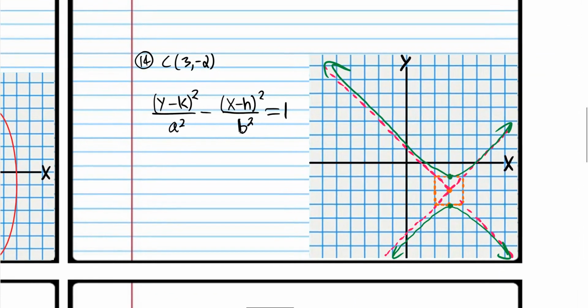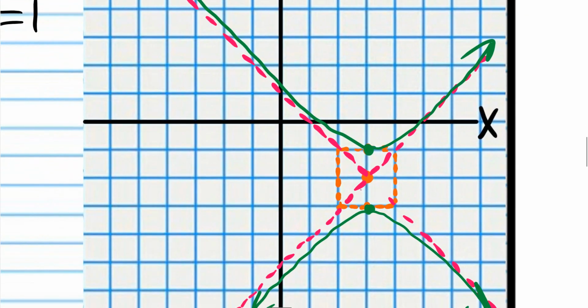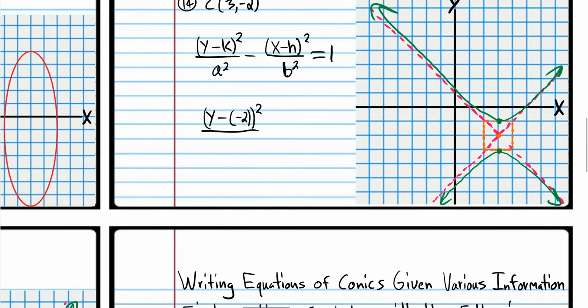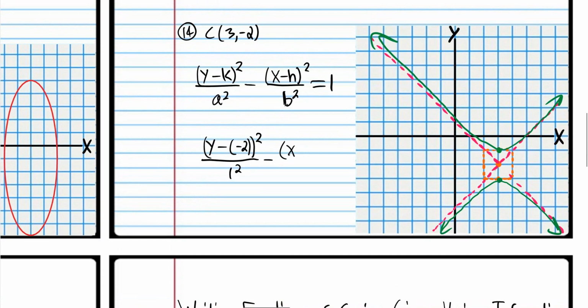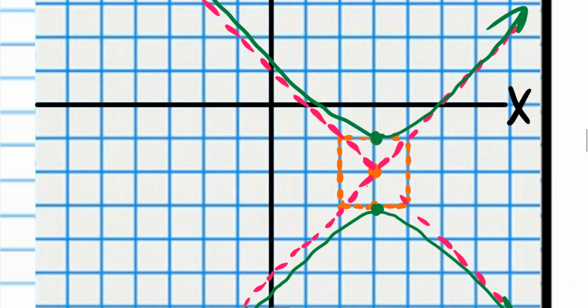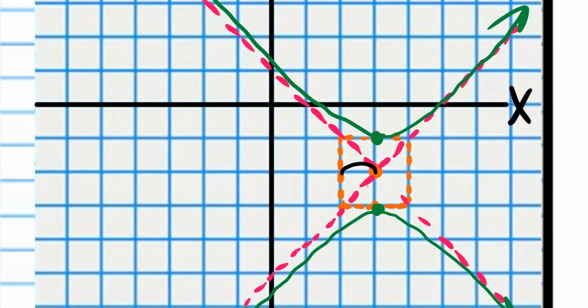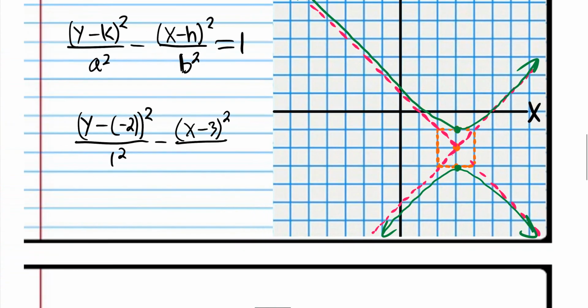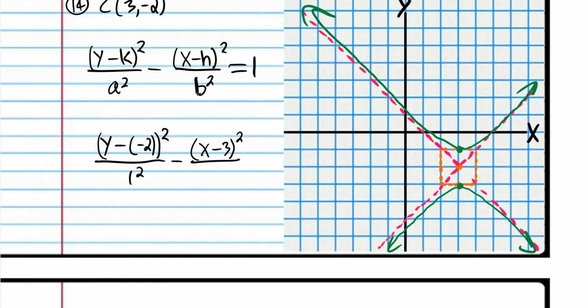So the y value of the center is negative 2. A is the distance from the center to the vertices, so that's 1. And the x value of the center is 3. And b is the distance from the center to the side of the box, the side that doesn't have the vertices. So that's also 1.